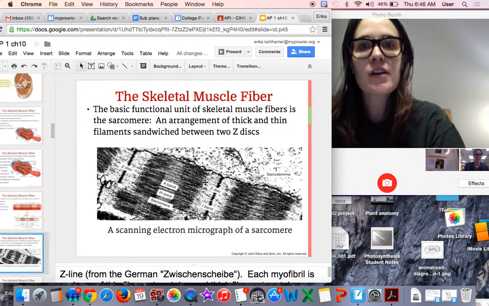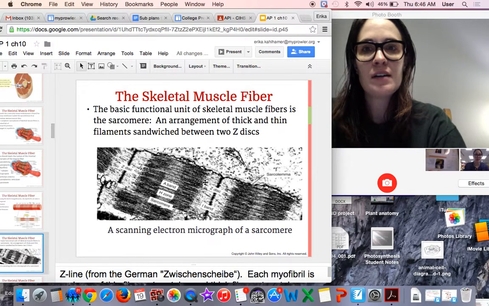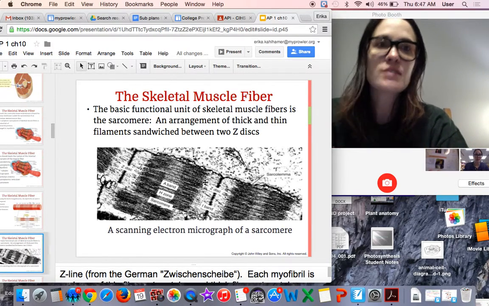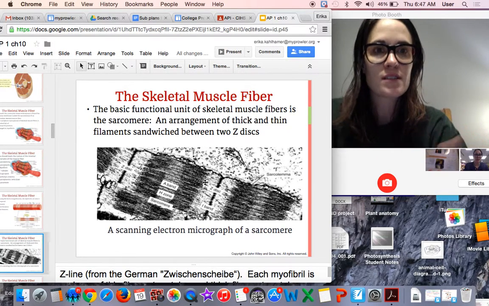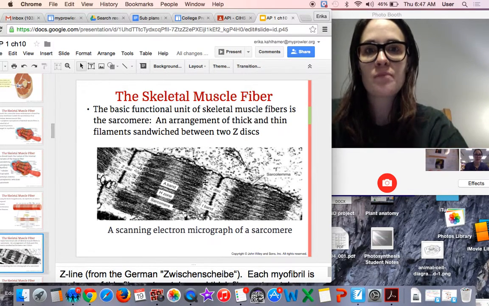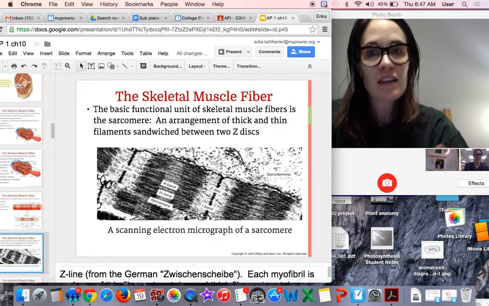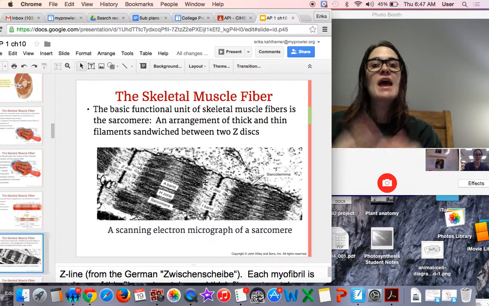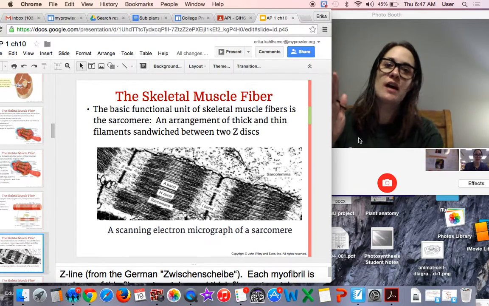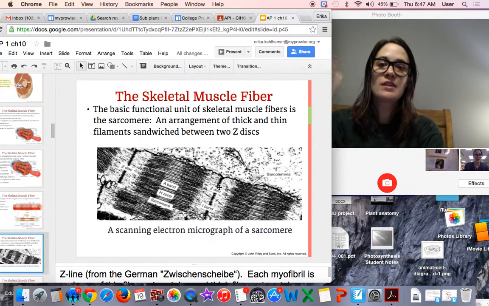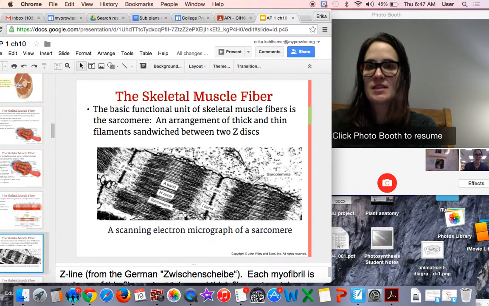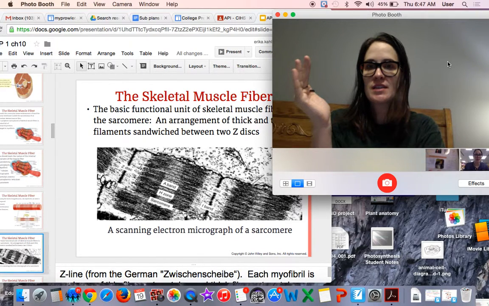The sarcomere is the basic functional unit of a muscle fiber or a muscle cell. Essentially, the sarcomere is where the work is done to contract that muscle. And its arrangement of thick and thin filaments, like I just talked about, thick, thin, thick, thin. And they're sandwiched in between these two lines. This is an actual electron micrograph of a sarcomere. Here is a Z disc, that dark line right there, and another Z disc. In between them is the sarcomere.